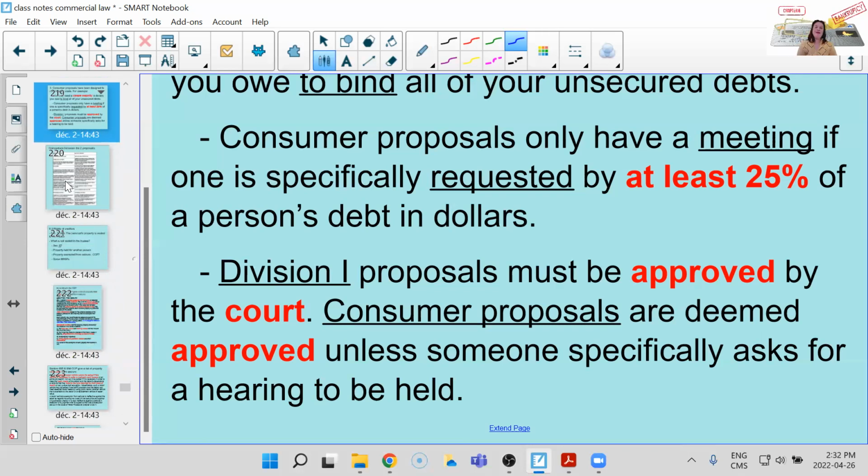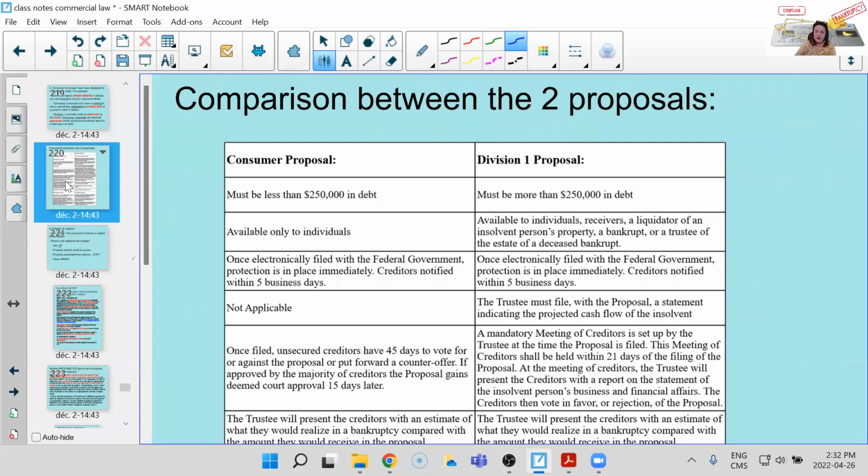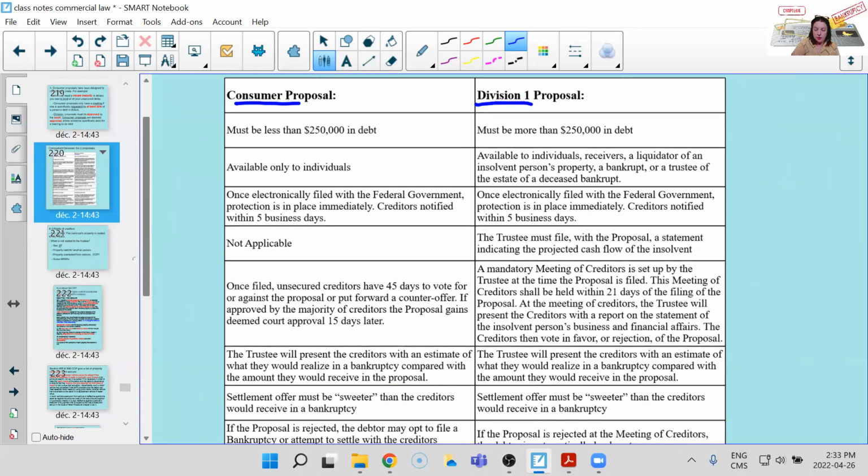Okay. If you're very curious and you want to know, here's a side-by-side comparison between the consumer proposal and the Division 1. Out of all of this, the consumer proposal is only for individuals. One thing you have to keep in mind: whenever possible, do a consumer proposal. Only if you cannot do a consumer proposal will you do a Division 1. People who do a Division 1 don't qualify, even for individuals, because they have more than $250,000 worth of debt, or because it's a corporation. So that's pretty important.